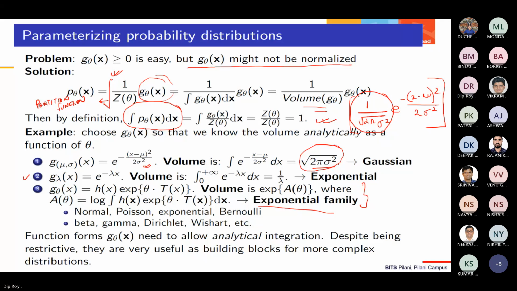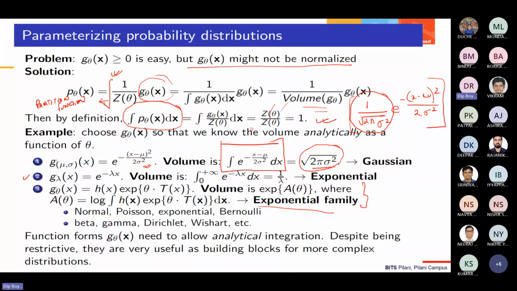Okay. One question, sir. Yeah, go ahead. Where we have the square root of 2 pi sigma square in the Gaussian, we have taken the integral of e to the power minus x minus mu square, right? But in the integration, we don't have that square at the numerator.